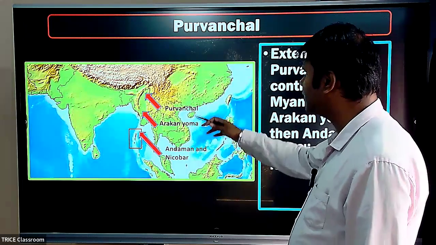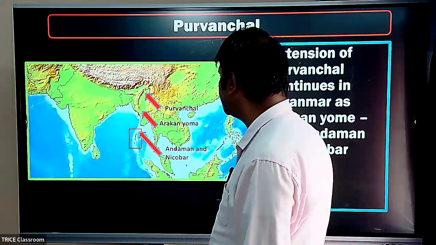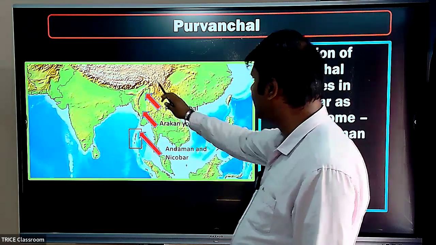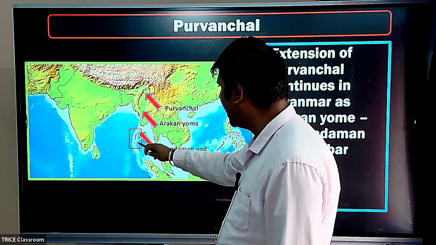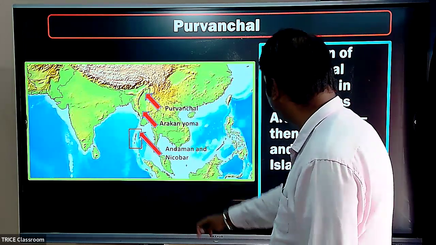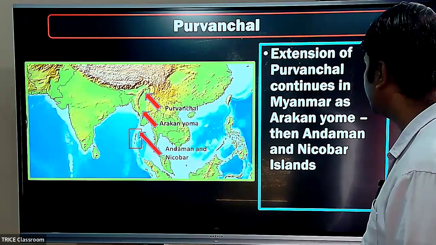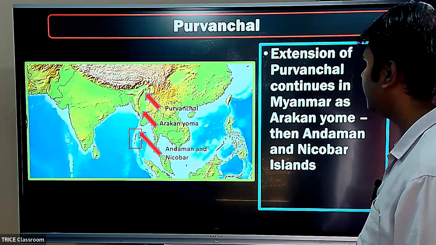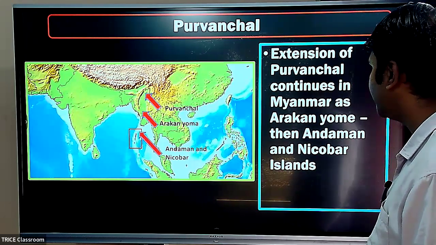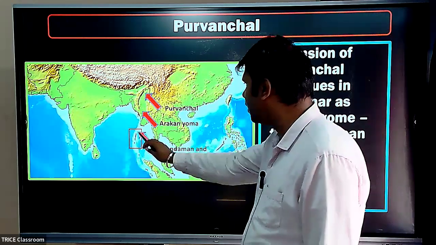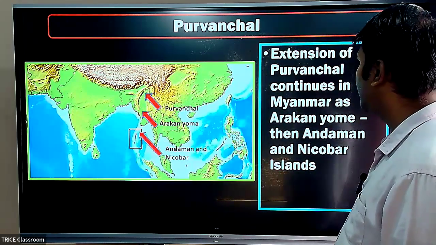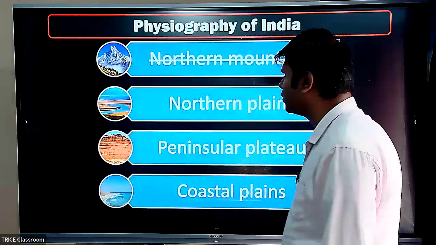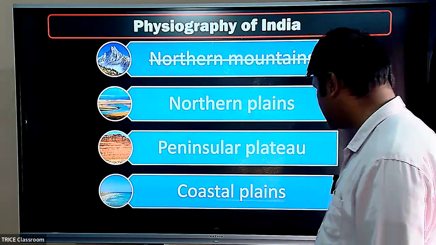In the Purvanchal region, here you have the region called the Arakan Yoma region. The Purvanchal, the Arakan Yoma, and the Andaman and Nicobar Islands are all part of the same continuous mountain range, right? So Purvanchal continues in Myanmar. In Myanmar, it is called Arakan Yoma, and then in India, this region is called Andaman and Nicobar Islands. So Andaman and Nicobar Islands are an extension of this Purvanchal region. Is that understood? So that completes the northern mountains.